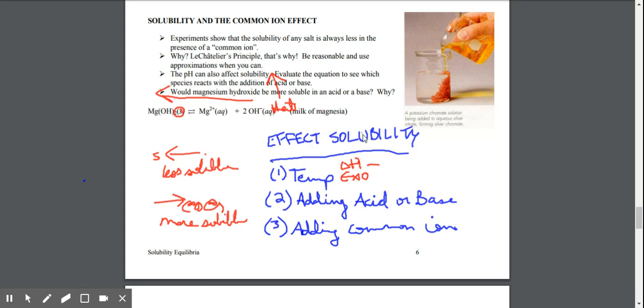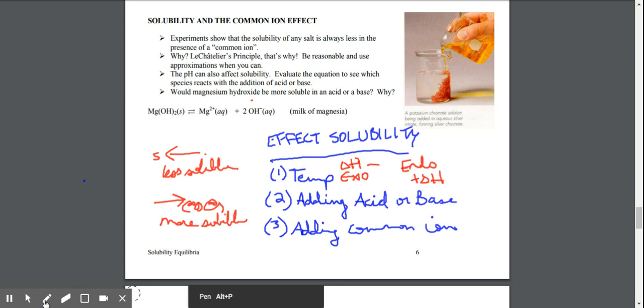Now, the opposite happens if it's endothermic. If you have an endothermic reaction, you have positive delta H, and that means that heat will be a reactant. So if heat is a reactant and I increase temperature, my reaction will shift to my product side. And if I'm shifting to my product side where I'm making more aqueous things, more ions, then that means it is getting more soluble. So that's the effect of solubility and temperature.